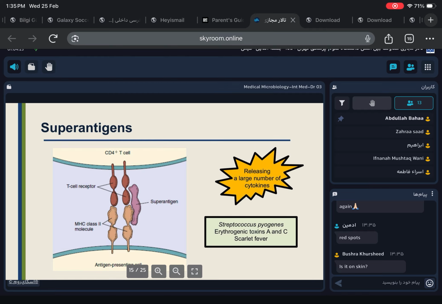Example of superantigens is Streptococcus pyogenes, which produces two superantigens, erythrogenic toxins A and C. You already know Streptococcus pyogenes. I told you that it causes strep throat. In school-age children, some patients, after developing a strep throat, develop scarlet fever because of the superantigens produced by this bacterium.